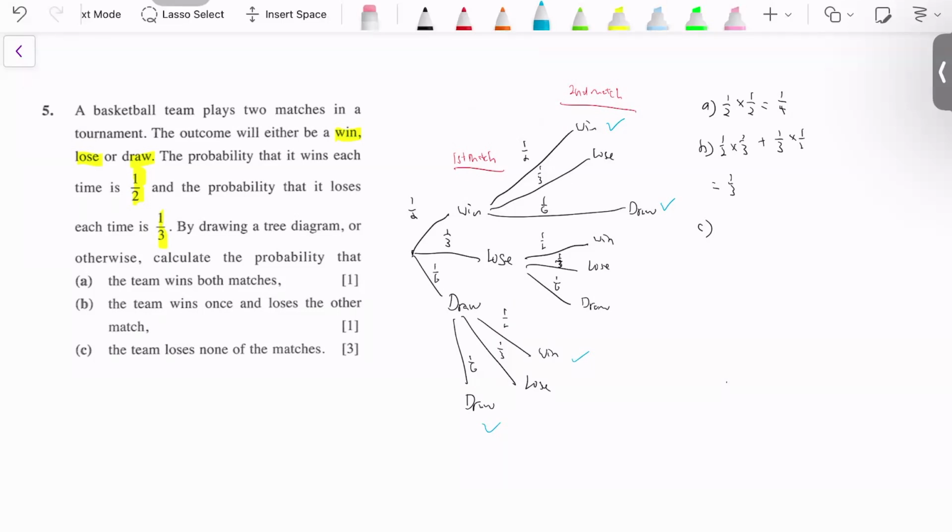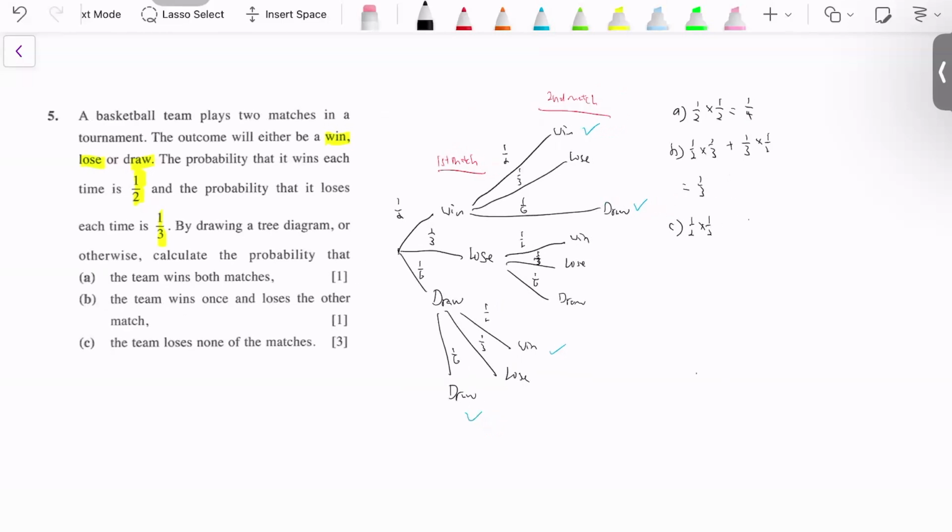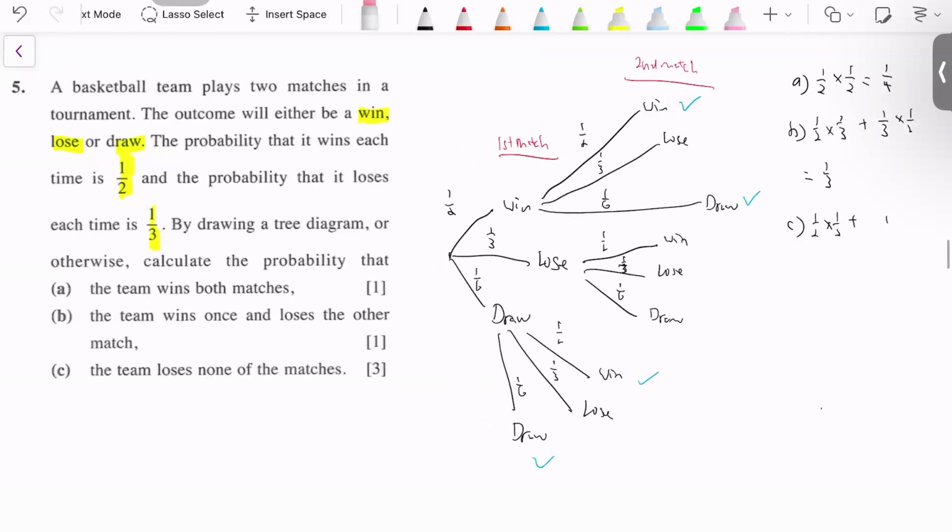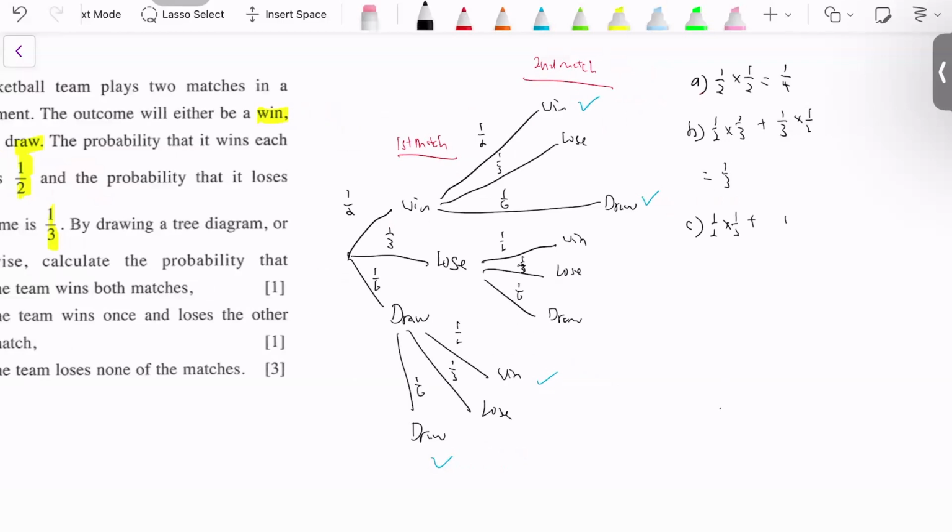So there are four different ways to achieve this where the team loses none of the matches. Same thing, we need to add them together. The team wins the first match and wins the second match, plus the team wins the first match and draws the second match, plus the team draws the first match and wins the second match, plus the team draws the first match and draws the second match. Ultimately, we just need to add them together.